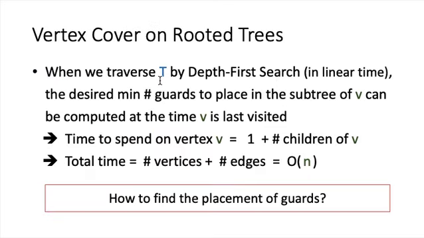For the actual implementation to find out all these values, we can do something like this. We can traverse the tree by depth first search, and the traversal of this tree by depth first search takes linear time. Along the way of this traversal, we will compute the minimum number of guards to place in the subtree of V. So we will find the best value of V and also the best one value of V at the time when V is last visited.